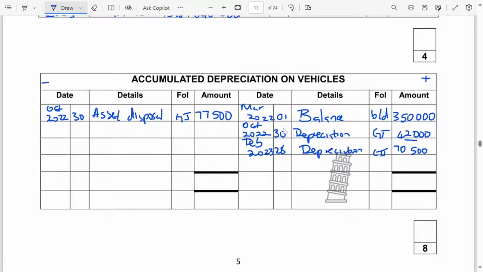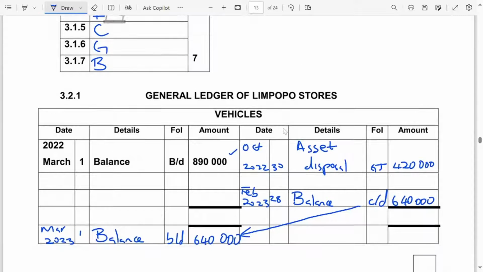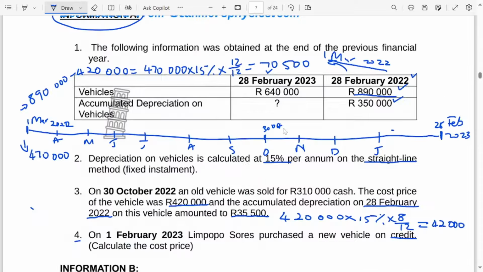Then now, remember they said that we bought a vehicle on credit. So if we are buying a vehicle on credit, they said we bought a vehicle on credit on the 1st of February 2023. So if we are buying a vehicle on credit, that is going to be the creditor's control, CJ. But they did not tell us that we bought it for how much. They just said calculate the cost price. So let's come and calculate the cost price.